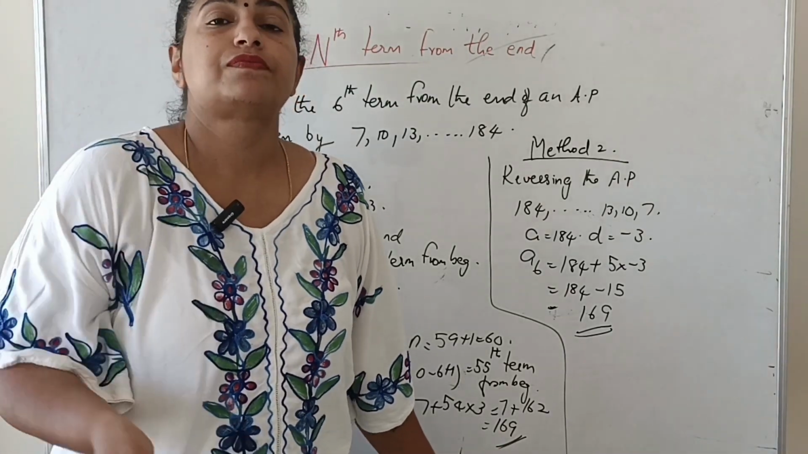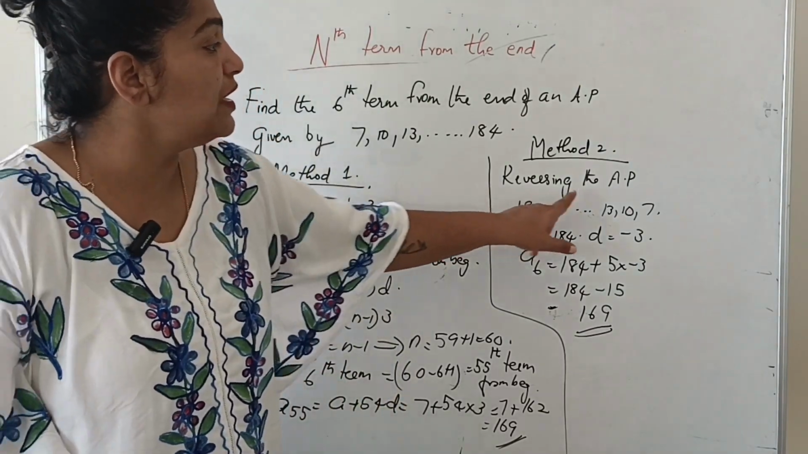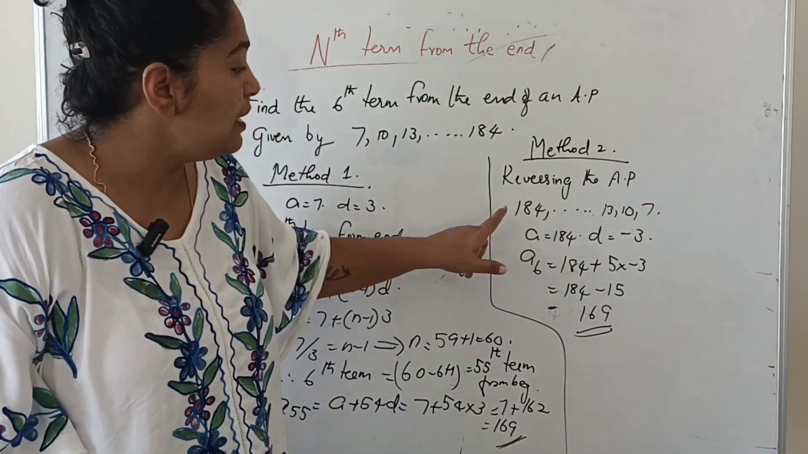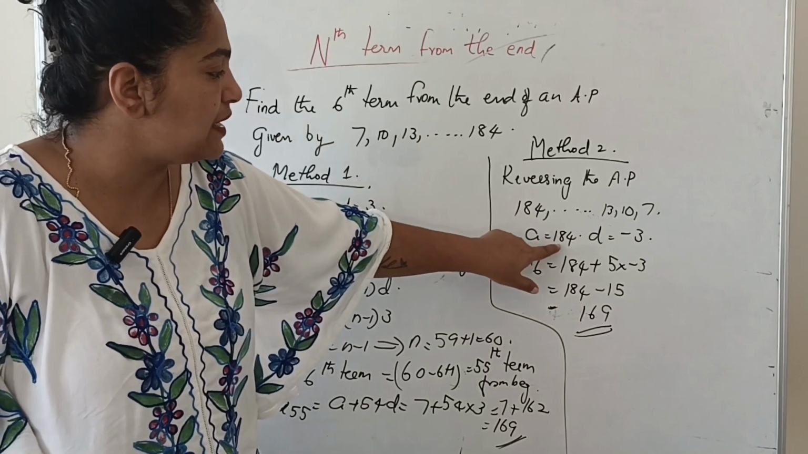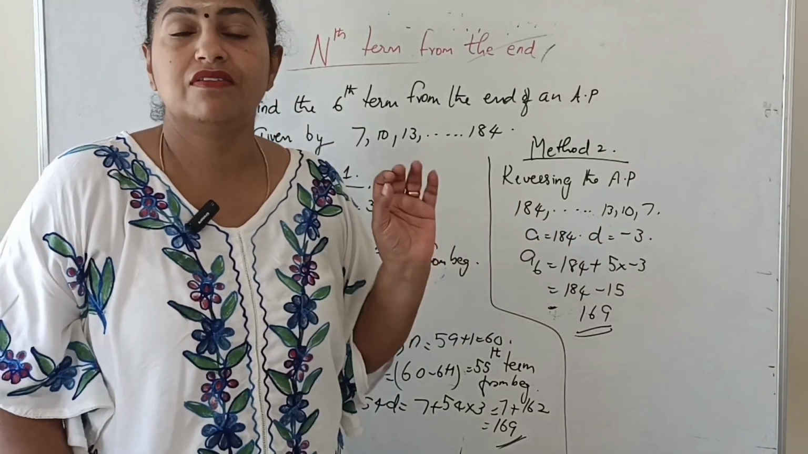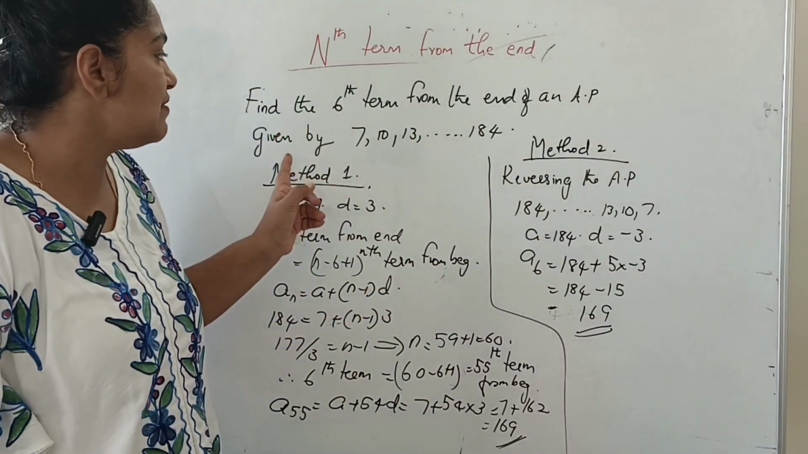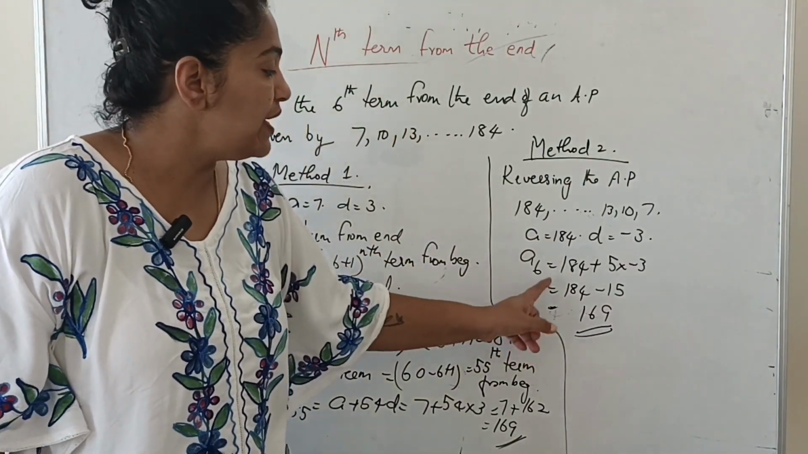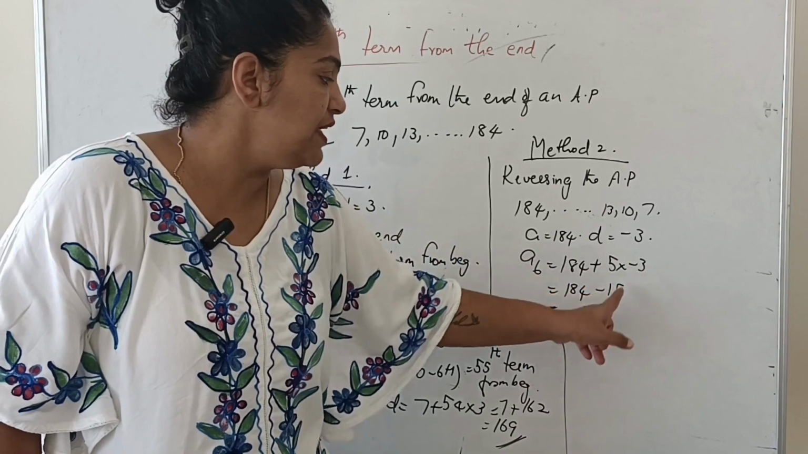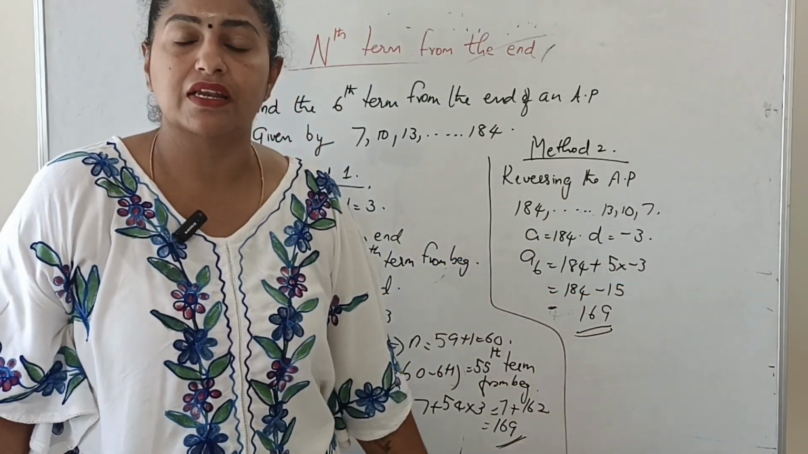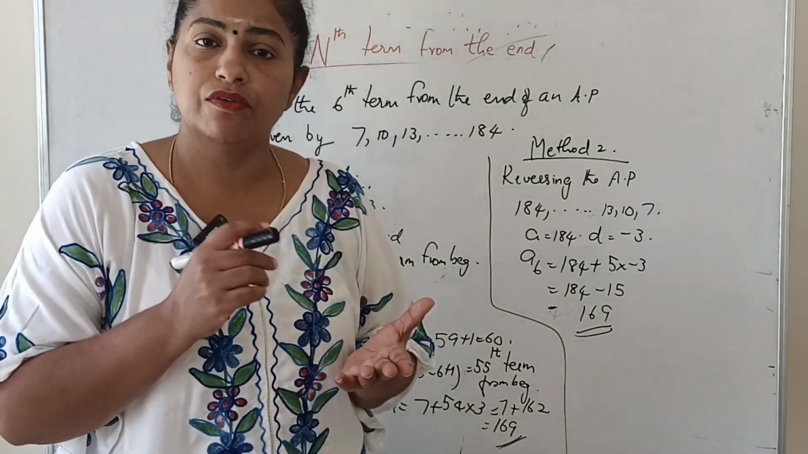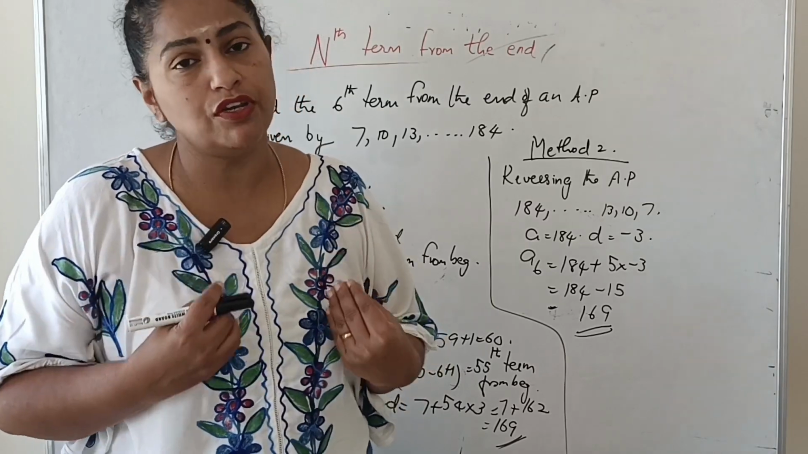Fine. Now, in the second method, I am reversing the AP. So when I am reversing the AP, the first term becomes 184. My common difference now becomes minus 3. Now I just need to find the sixth term from the beginning. So A6 is A plus 5D. I am getting 169. Now it is left to you which method you want to follow, as I have already told you.